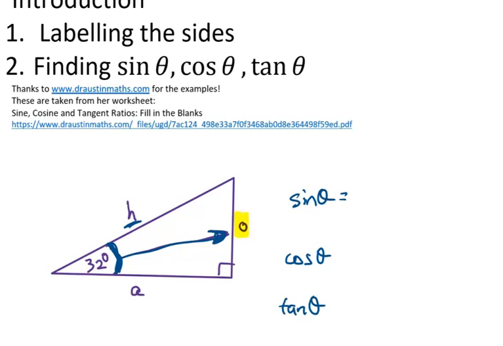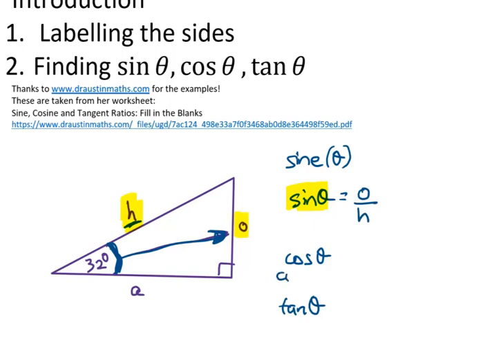Okay, so here's my opposite side, and here's my hypotenuse. And we call the link between those two sine of theta, right? So it looks like sin of theta, but it actually means sine, and it's the sine of the angle. And that means that we take the opposite length and divide it by the hypotenuse.